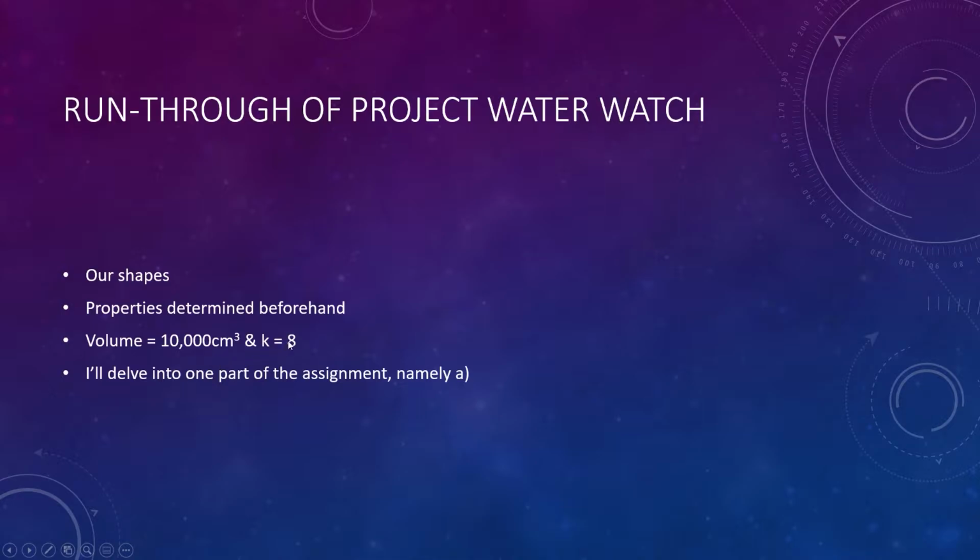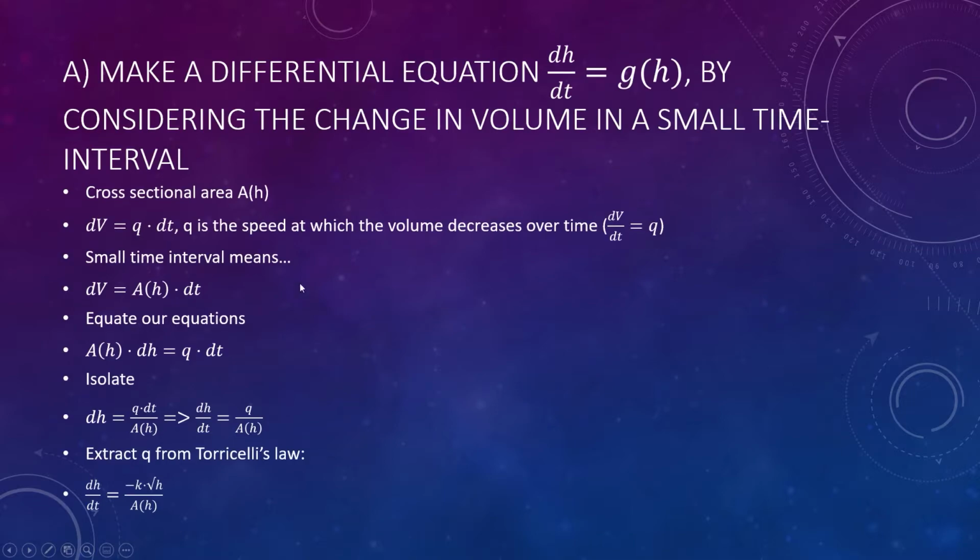For example, we knew that the volume must be equivalent to 10,000 cubic centimeters and that K must be equivalent to A. So, in order to keep this simple and easily understandable, I will only delve into the first part of that assignment, namely part A. In part A, we were to make a differential equation called dH over dt by considering the change in volume in a small time interval. Here we would have a cross-sectional area called A, which is dependent on H as well.